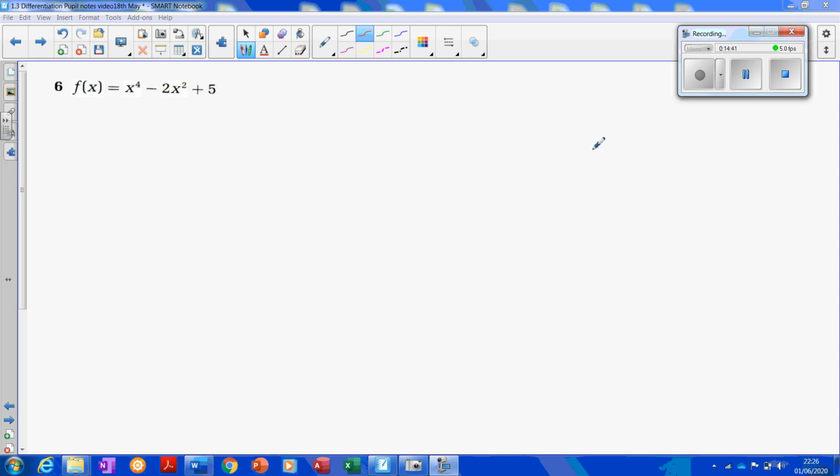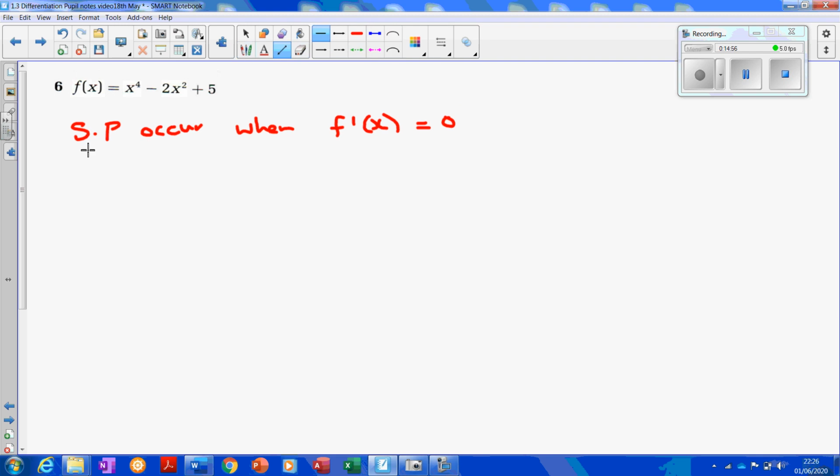I did question 5 with you when I was doing the lesson, so I've missed that one out, and we're now on question 6. So stationary points occur when f dash x is equal to 0. Underline it. Okay.